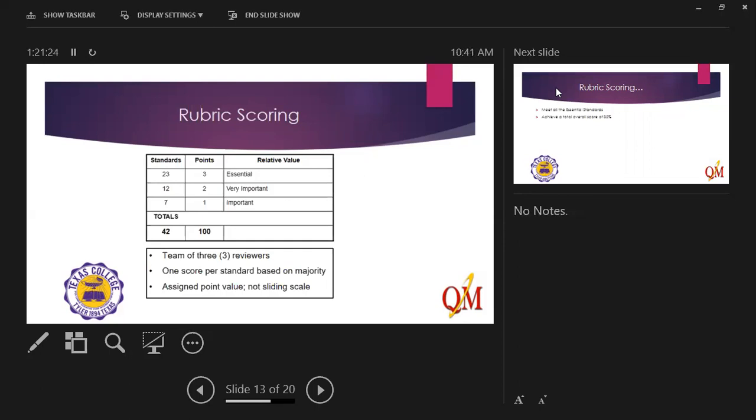You are given an opportunity to make the changes. It's not like you're just kicked out. The awarding of points is based on point value, not a sliding scale. So it's like whole numbers.